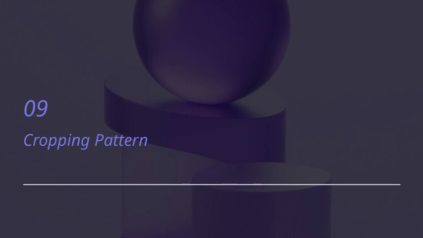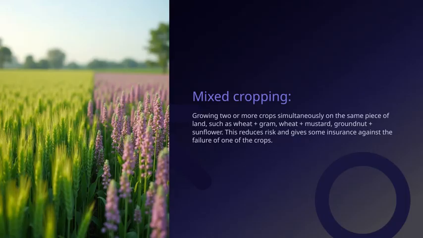Mixed cropping is a technique where we grow 2 or more crops at the same time on the same piece of land. For example, you might see wheat grown alongside gram or wheat with mustard. Another common combination is groundnut with sunflower. The main idea here is to diversify what we plant in the same area.